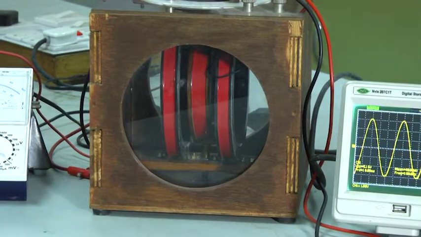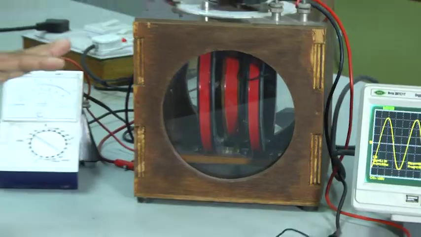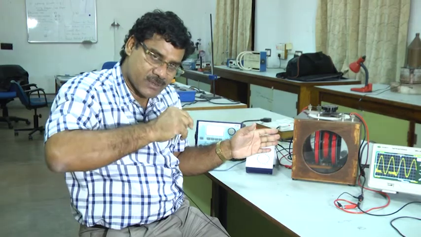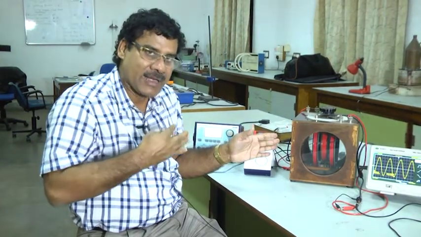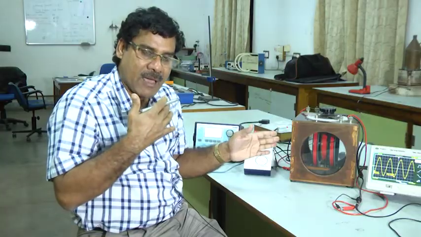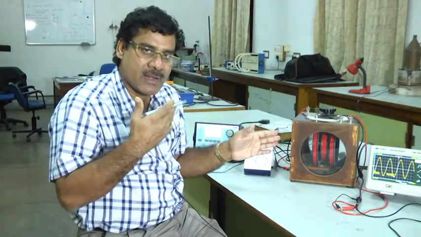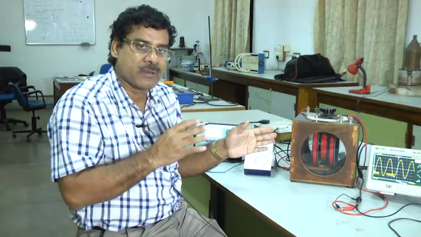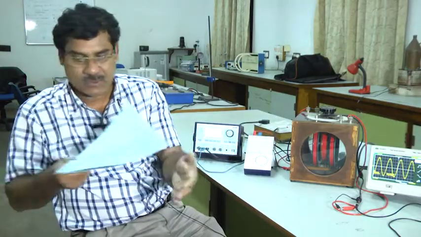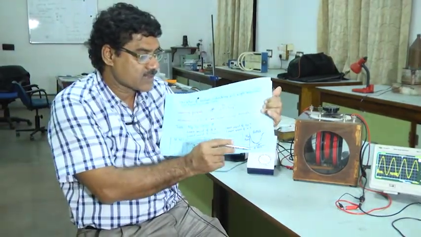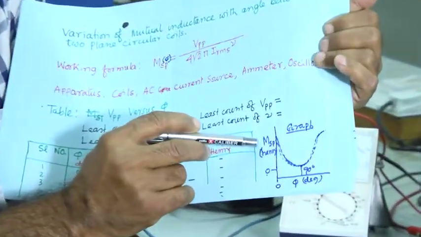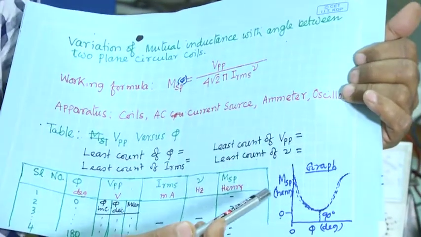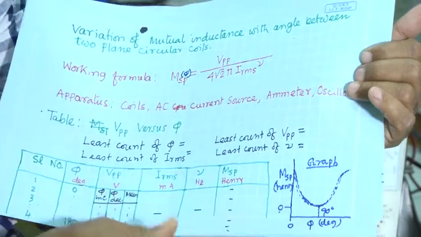Now we will vary the angle phi between these two coils, and for each angle we will take the reading. We have to find out the mutual inductance for each angle, and then plot it. Basically, our aim is to plot mutual inductance versus phi. That is what we are interested in studying and demonstrating here.